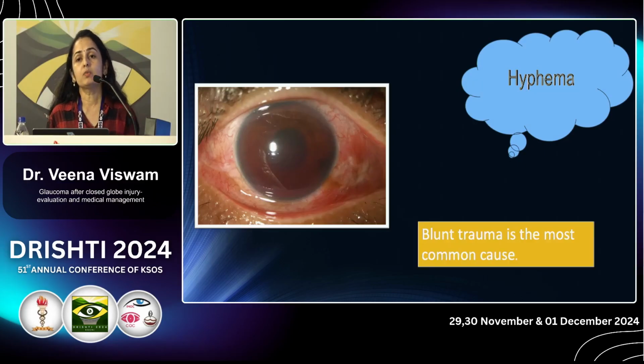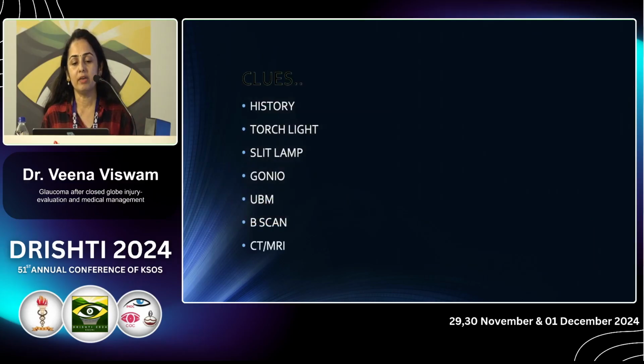Hyphema: blunt trauma is one of the most common causes of hyphema. Clues, as I said earlier, come from the history. Almost all these cases may have associated findings, like uveitis, hyphema, microhyphema, or angle recession. So always look for all these things in all such patients. History of trauma, torchlight examination, I need not repeat all this, I have already said this.